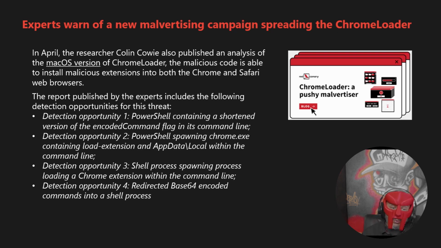There is detection opportunity 1, which is PowerShell containing a shortened version of the encoded command flag in its command line. Detection opportunity 2, PowerShell spawning chrome.exe containing load extension and appdata/local within the command line. Detection opportunity 3, shell process spawning process loading a Chrome extension within the command line. Then detection opportunity 4, which is redirected base64 encoded commands into a shell process.